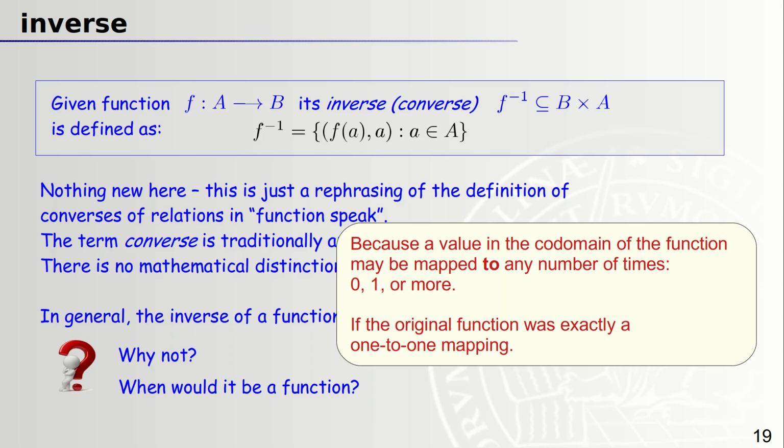The inverse isn't a function because a function can map to any values in its domain any number of times: 0, 1, or more. When inverting, this then means that the inverse will map every value from any number of times. The inverse is a function, however, if the original function mapped every value of its codomain to exactly once, effectively creating a one-to-one mapping between domain and codomain.